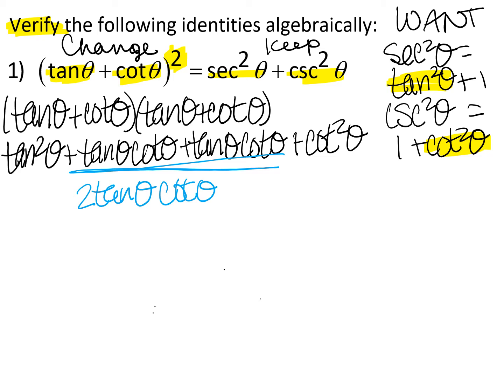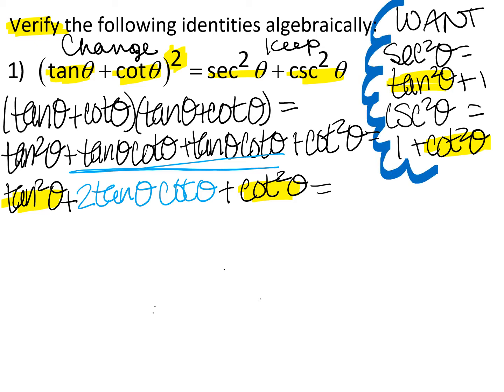I see that I have that tangent squared that I wanted, so that's part of that identity. And I also have a cotangent squared, which is something that I wanted. So these are two things that I want to keep, because those are related to what I want over here on this side. I am going to draw a little thought bubble around that so you don't get confused. Okay, let's change that back.